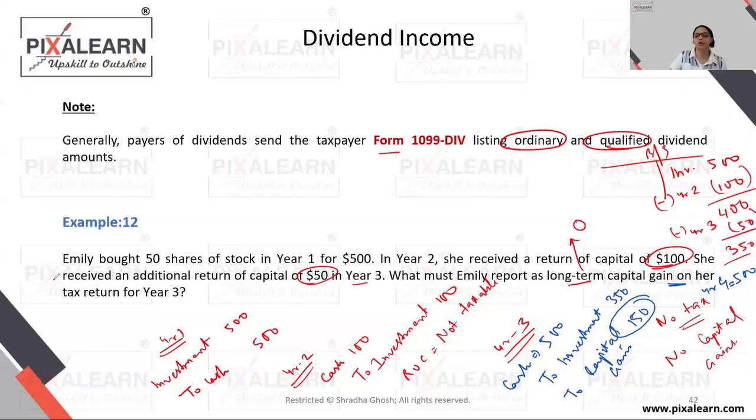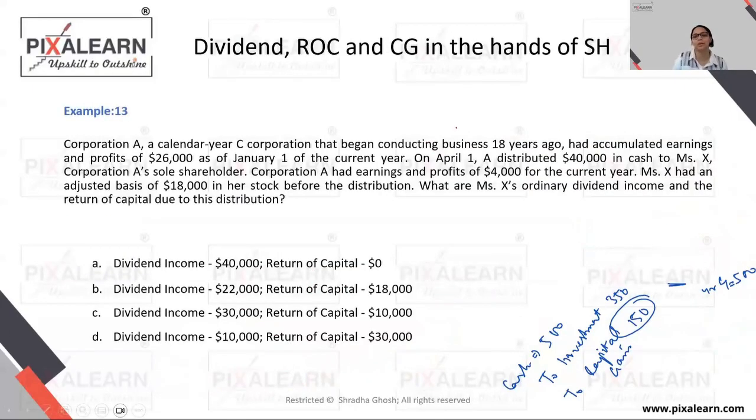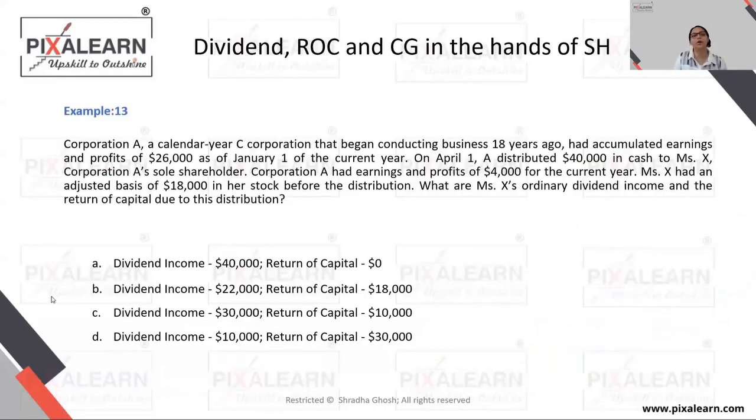Okay, now I have a chocolate question. Let's see how many of you answer this correctly. It's a very good question. If you understand this question, then you've understood this concept really well. It ties up the full concept with one question alone.